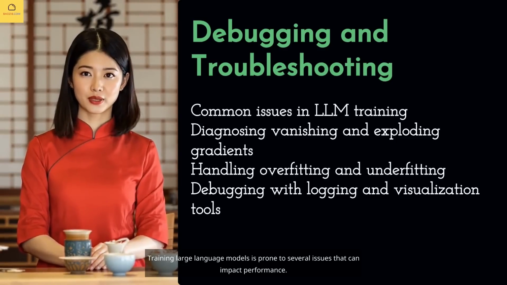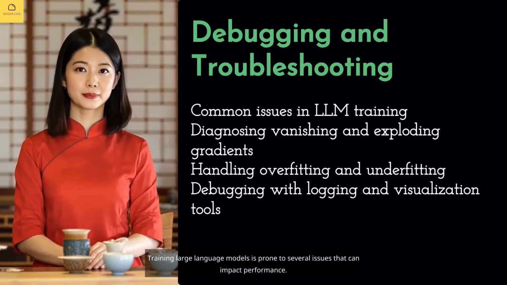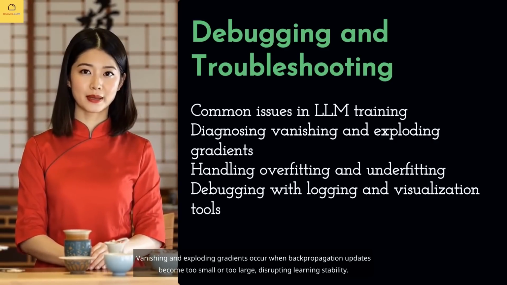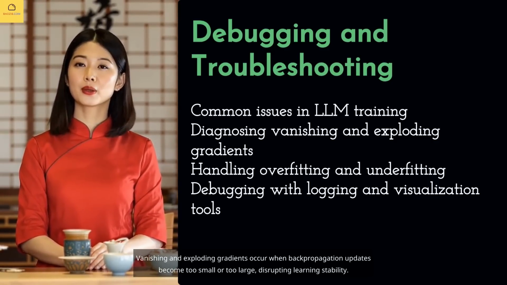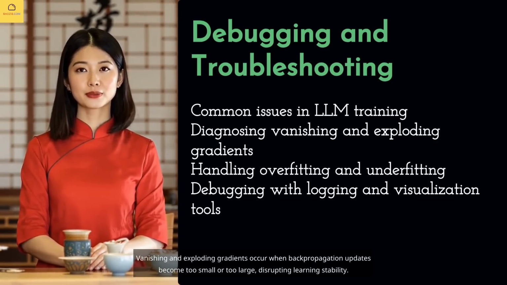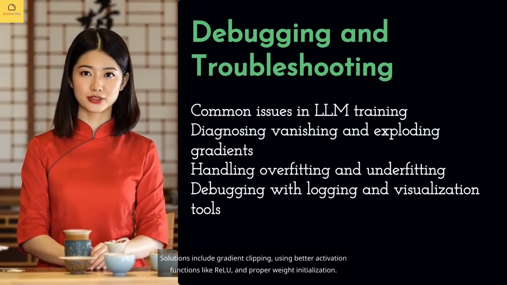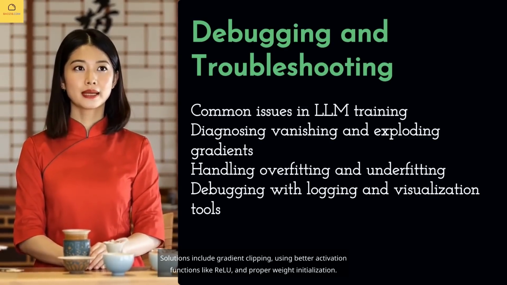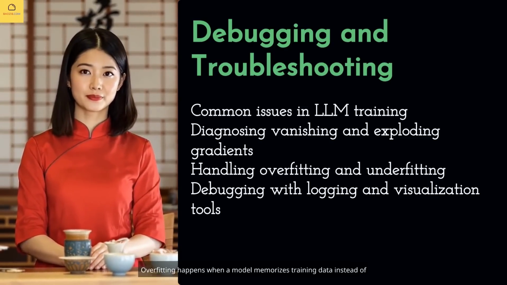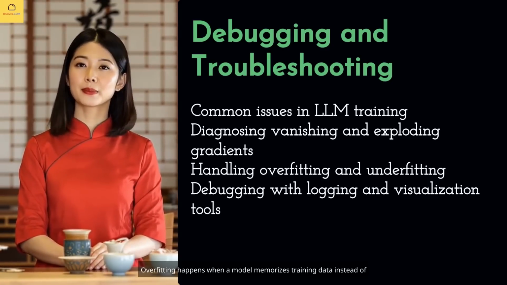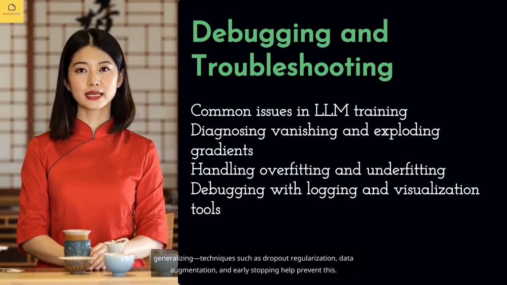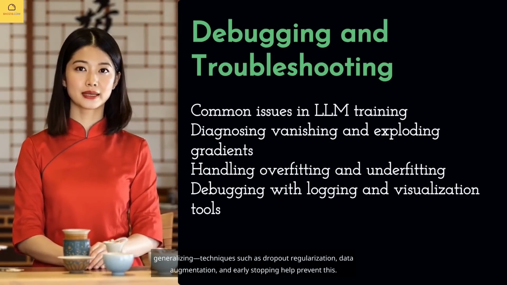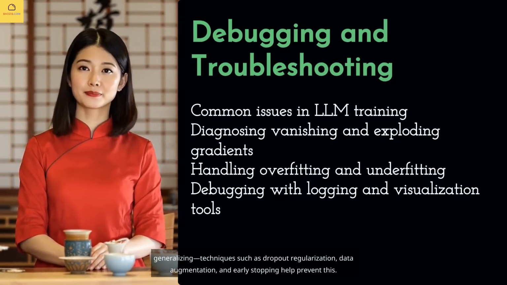Training large language models is prone to several issues that can impact performance. Vanishing and exploding gradients occur when backpropagation updates become too small or too large, disrupting learning stability. Solutions include gradient clipping, using better activation functions like ReLU, and proper weight initialization. Overfitting happens when a model memorizes training data instead of generalizing. Techniques such as dropout regularization, data augmentation, and early stopping help prevent this.